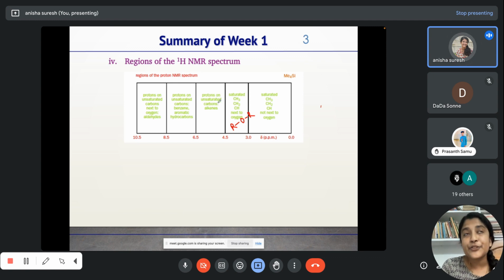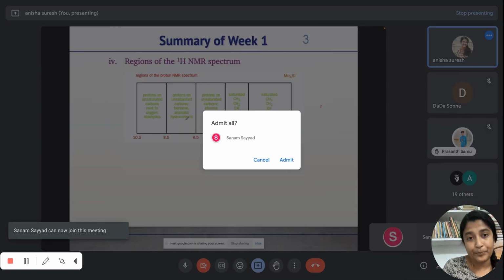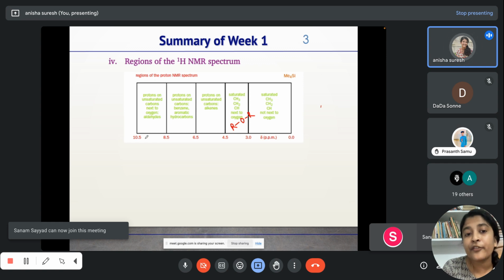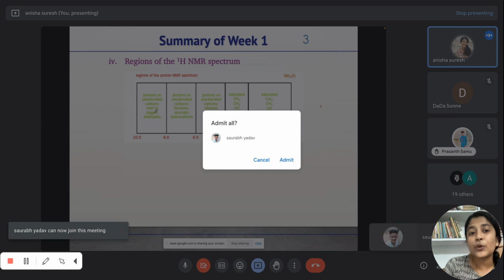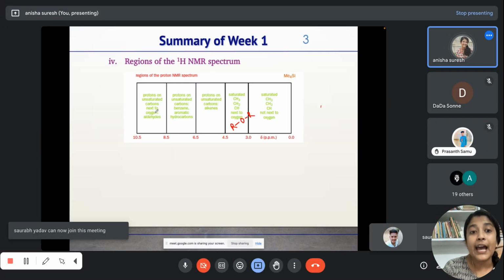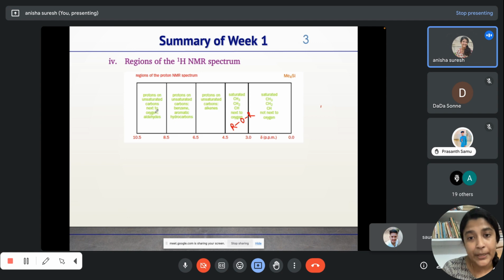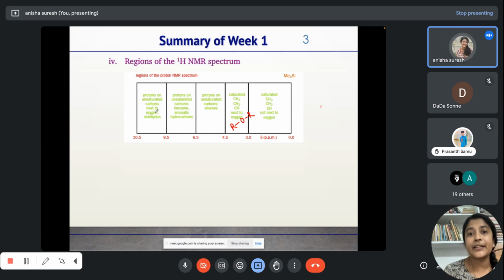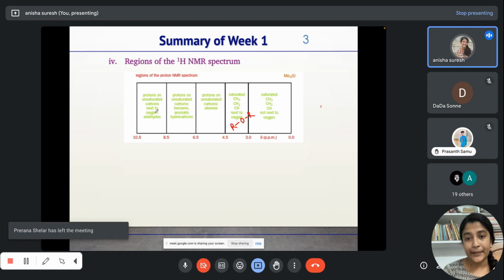And in the region of 4.5 to 6.5 ppm, protons on unsaturated carbon, that is protons of alkenes, will be seen. In the region of 6.5 to 8.5 ppm, protons of aromatic hydrocarbons will be found. And in the region of 8.5 to 10.5 ppm, protons on unsaturated carbons which are next to oxygen, that is aldehydes, acids, etc., will be found. So these are the regions of the proton NMR spectrum, how different protons are distributed around the 1H NMR spectrum.